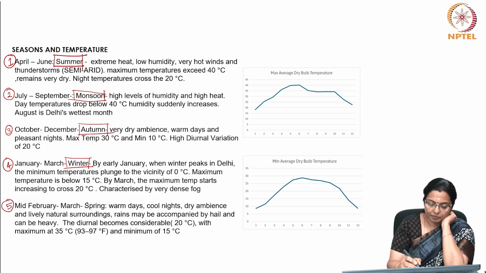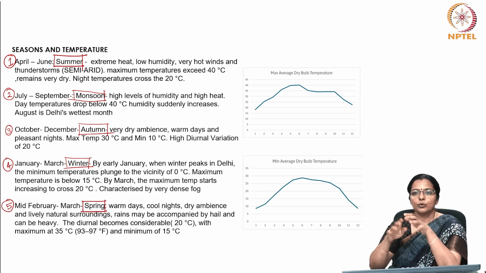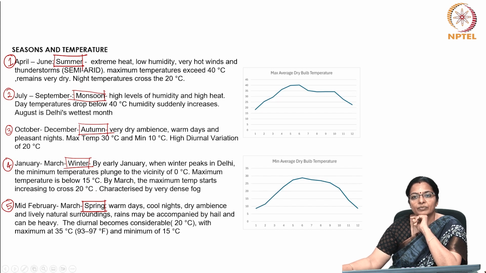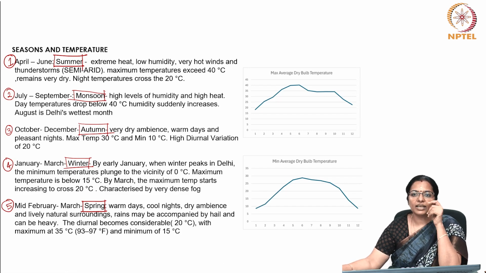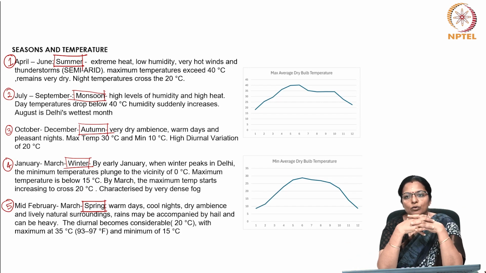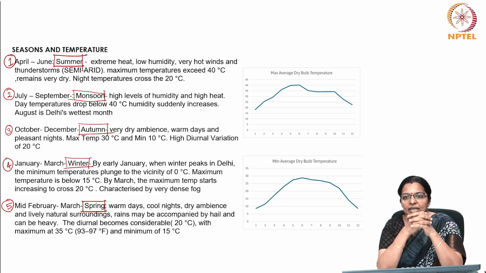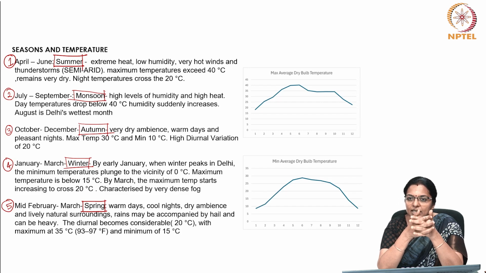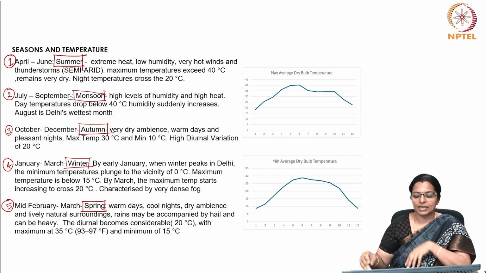Then the fifth season is between mid-February and March, which is the spring season. During spring, the days are warm and the nights are cool. The ambience is dry and the natural surroundings are very lively, like the plants and flowering of shrubs. Rains may be accompanied by hail and can be heavy sometimes. The diurnal variation becomes considerable, reaching 20 degrees centigrade, because the maximum daytime temperature could reach 35 degrees centigrade and minimum could be 15 degrees centigrade.